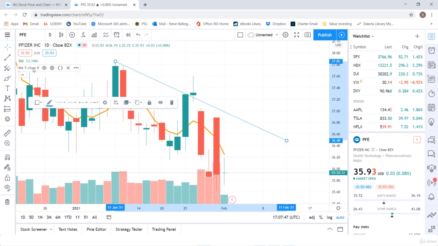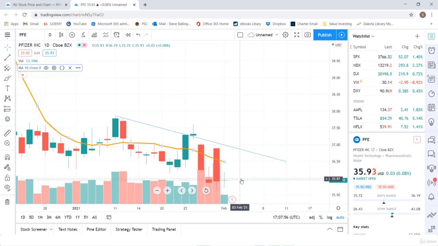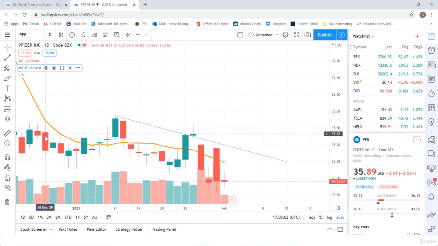What if I change that moving average from 5, which is a pretty tight one? Let's go to 10. Let's say that's a 10-day moving average, just simple moving average. You can see how things change. Our trend lines are going to stay the same, but now you can see we've changed a little bit as far as how the line looks.